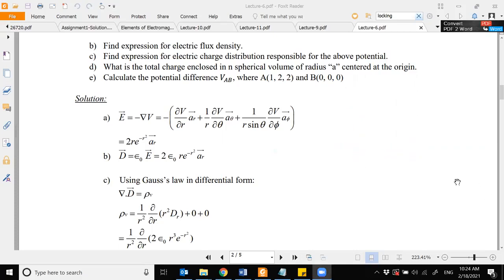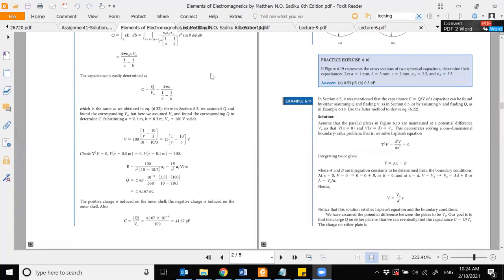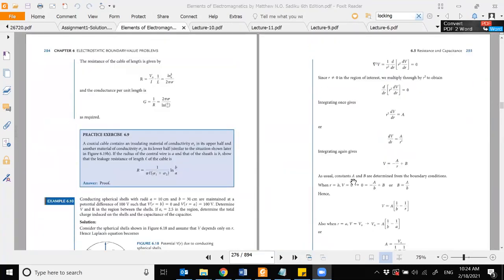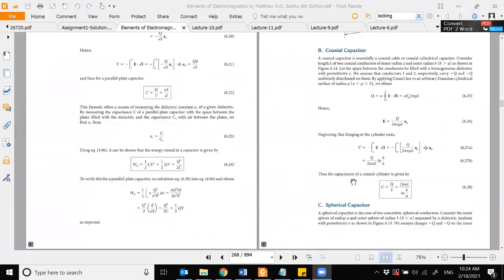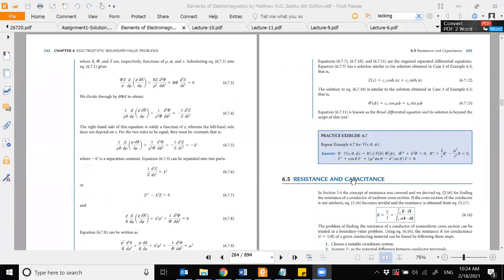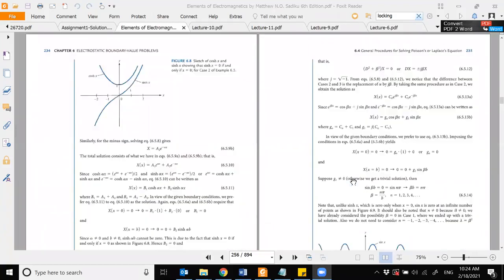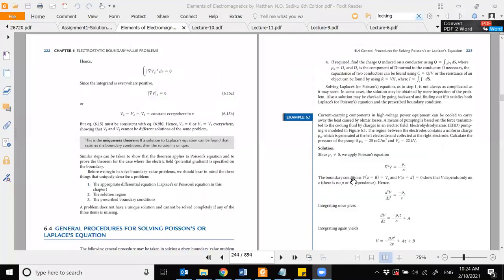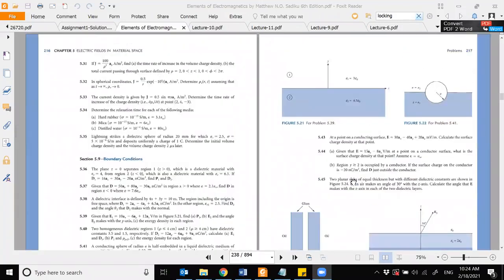Okay, so this is a good example, and if you want, there is one more example in the book where you can see. I don't remember which example it is, but I think this is taking time from us.